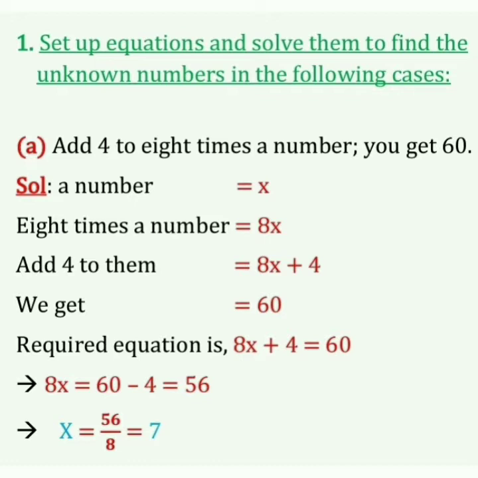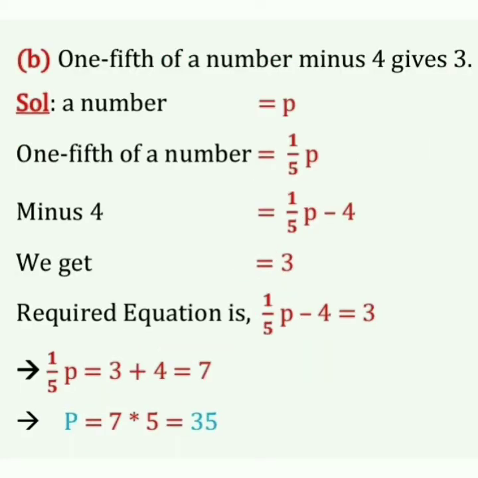First, a number, let it be x. 8 times a number is equal to 8x. Add 4 to it means 8x plus 4. What we get? 60. So the required equation is 8x plus 4 is equal to 60. Therefore, 8x is equal to 60 minus 4 is equal to 56. Therefore, x is equal to 56 upon 8 is equal to 7. It's clear? Sum number B.